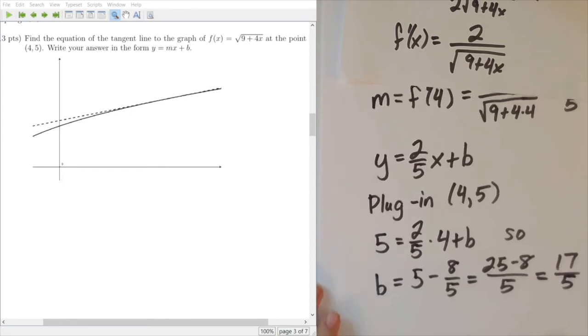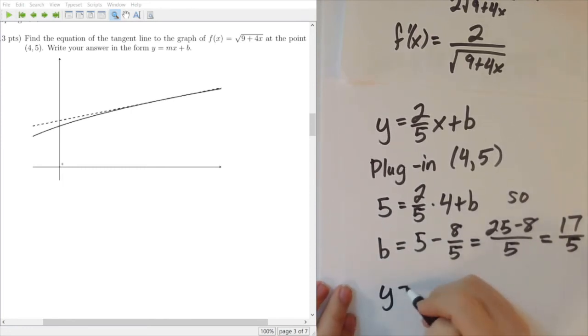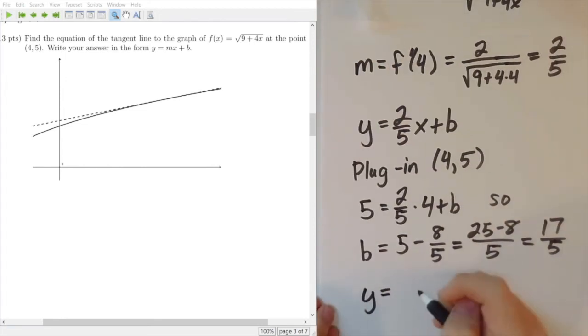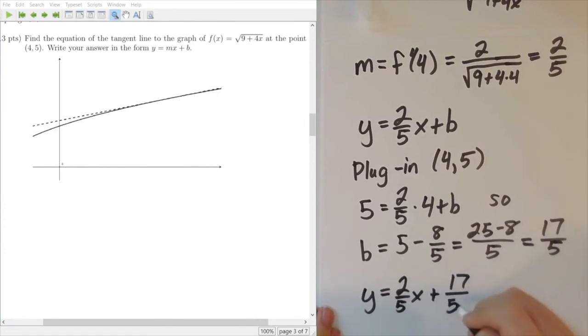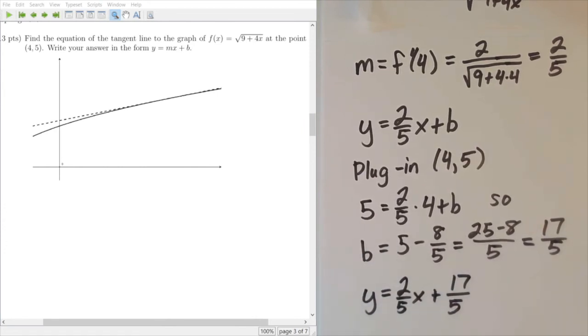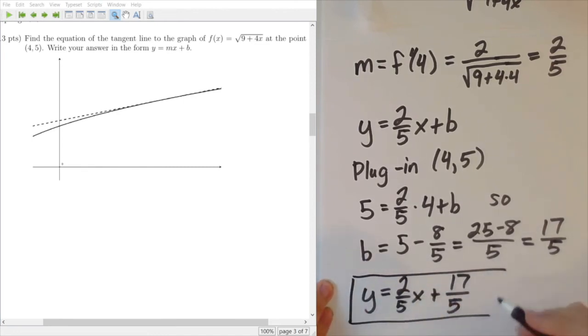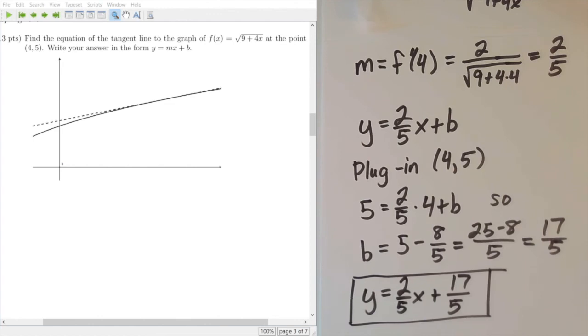And so that makes our final answer y equals 2/5 x plus 17 over 5. As we write this as our final answer, we should double check that this squares with our picture here.